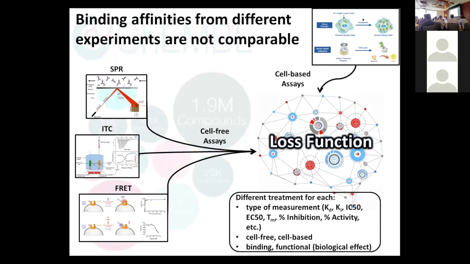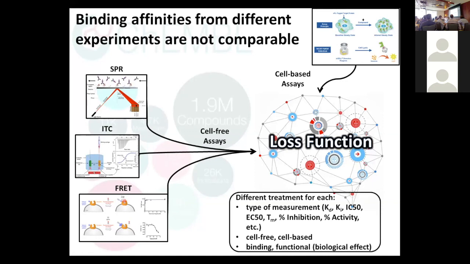However, when you develop a machine learning model, special care must be taken to the loss function. Basically, the loss function is the heart of the machine learning algorithm and quantifies how well it predicts given the training data. In our case, the training data are highly heterogeneous. They come from different types of assays. They may come from a cell-free assay like SPR, ITC, or FRET, or they may come from a cell-based assay, like flow cytometry.